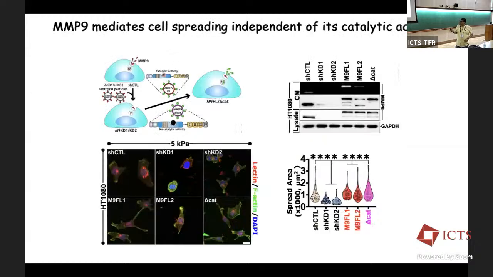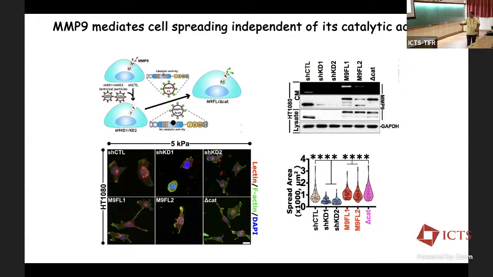So to assess the role of MMP9 and to parse its proteolytic and non-proteolytic function, we established stable cell lines where MMP9 was knocked out. It is lentiviral mediated MMP9 knockdown, and these knockdown cells were retransfected either with a full length MMP9 or with a catalytic inactive MMP9. So the only difference is that the catalytic inactive MMP9 is incapable of degrading the matrix.